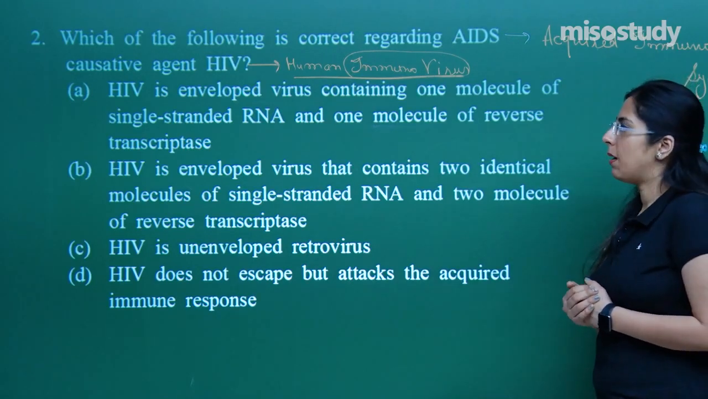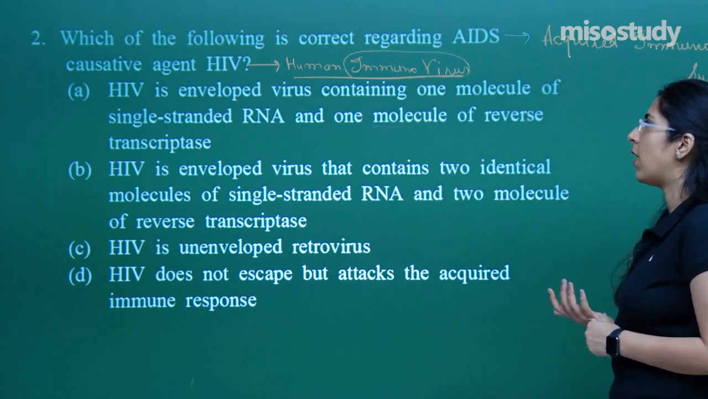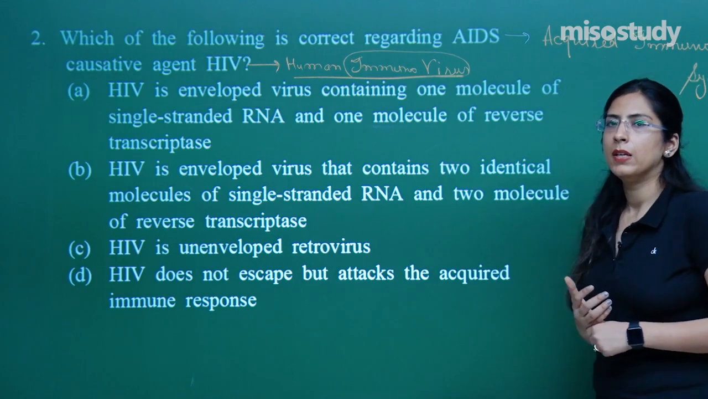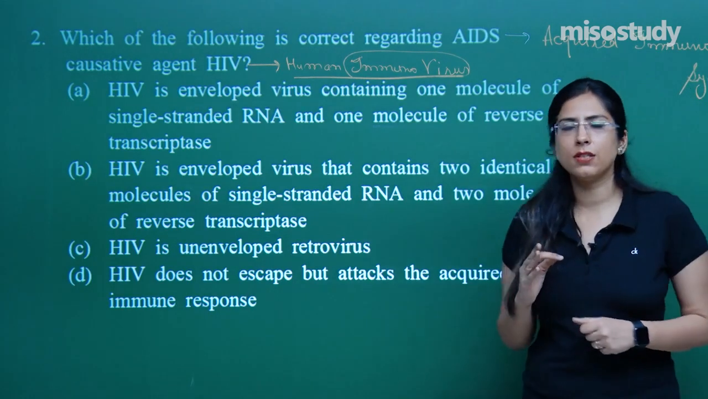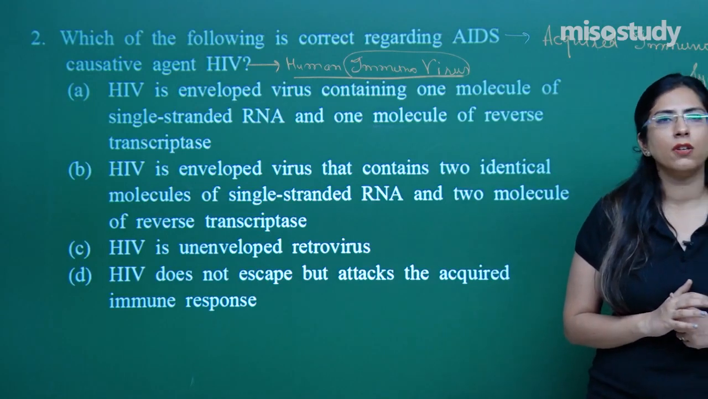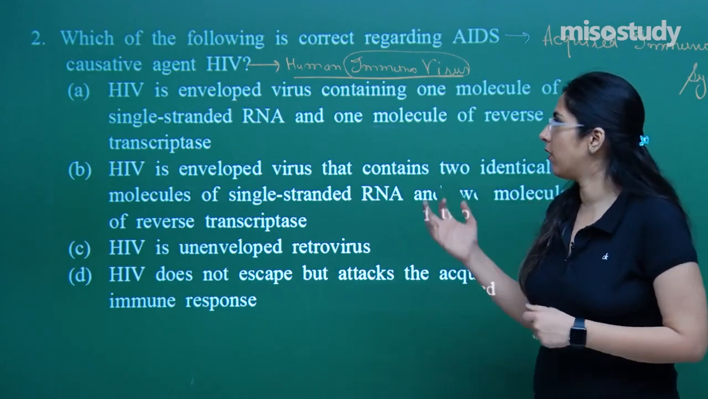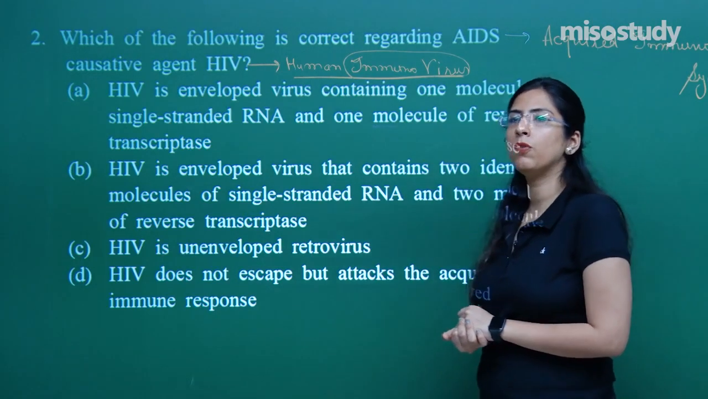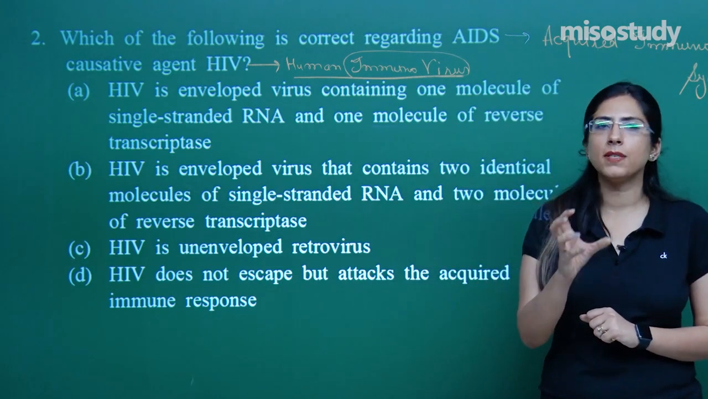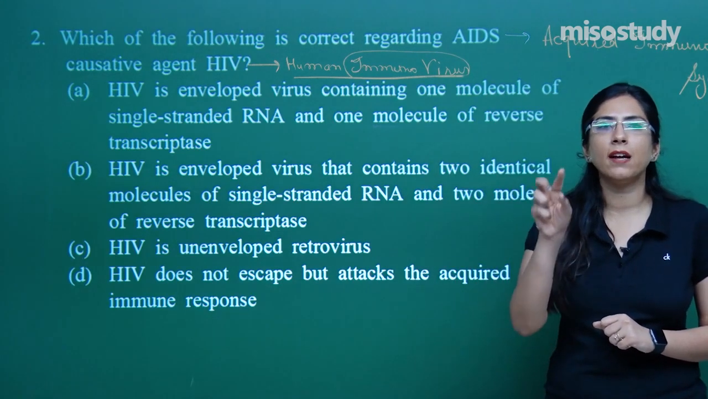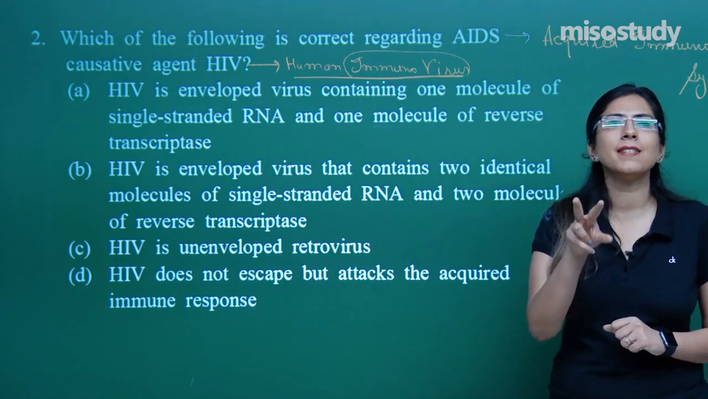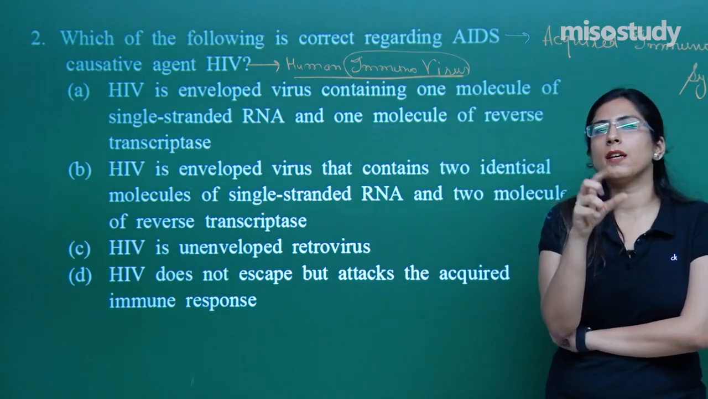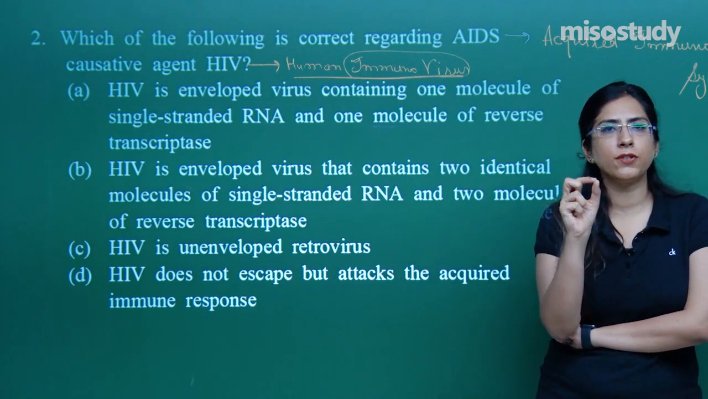Let's look at option A. HIV is an enveloped virus containing one molecule of single stranded RNA and one molecule of reverse transcriptase. We have already discussed this when I was discussing AIDS, and I gave you one structure of this HIV virus. We can see that RNA is present as the genetic material. They have two copies of single stranded RNA. What is the function of this RNA? That RNA is converted into DNA. This is called reverse transcription.